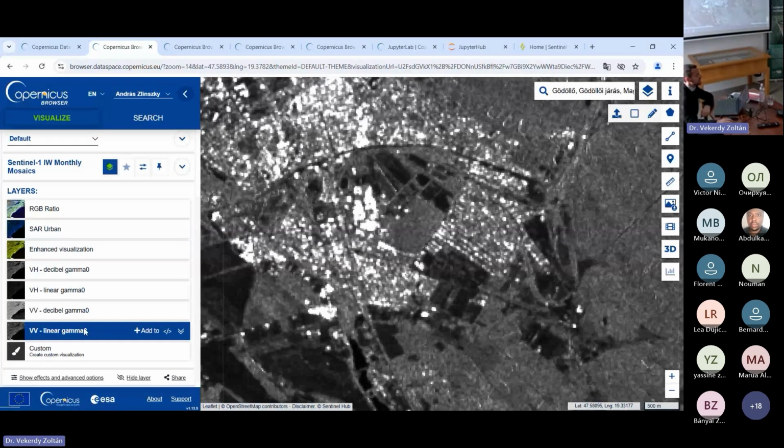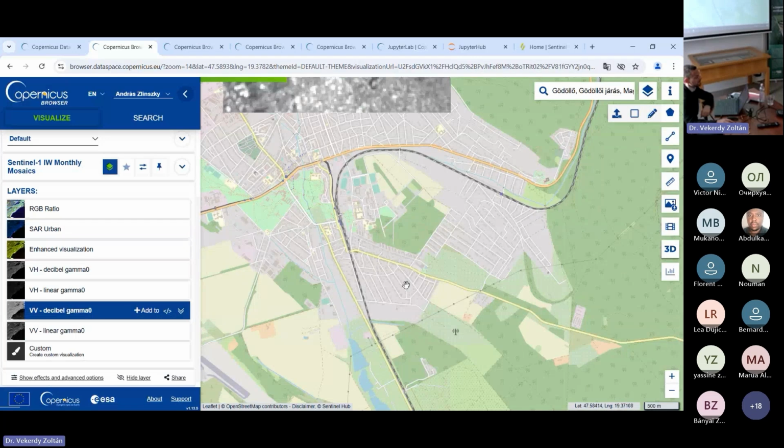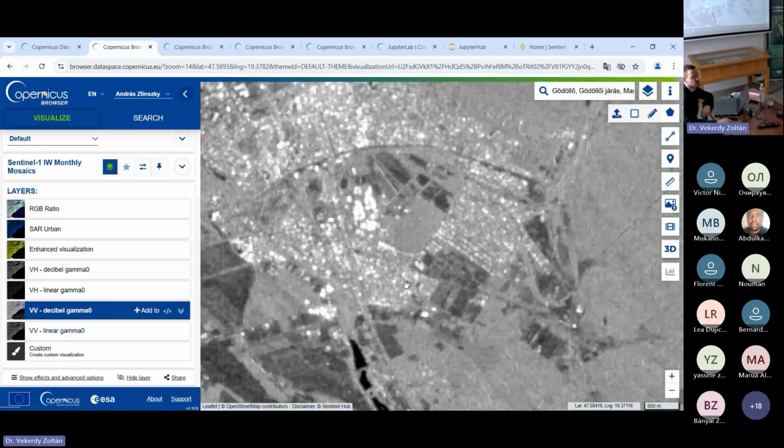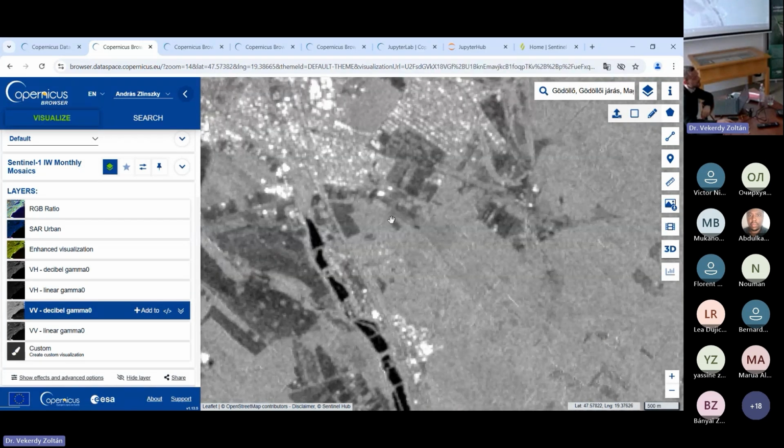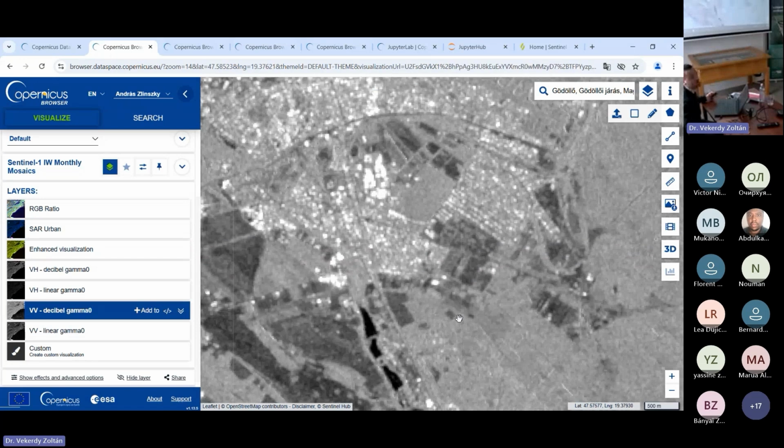And so if I go over to the decibel gamma visualization, then I start seeing a lot more. Then these are less highlighted. The texture of the forest comes out. And you even see some texture inside the experimental farm. This is probably the greenhouse, right? These are the lakes, which are completely black because of specular reflection. And these are sort of medium intensive because you still get some double bounce from the forest.